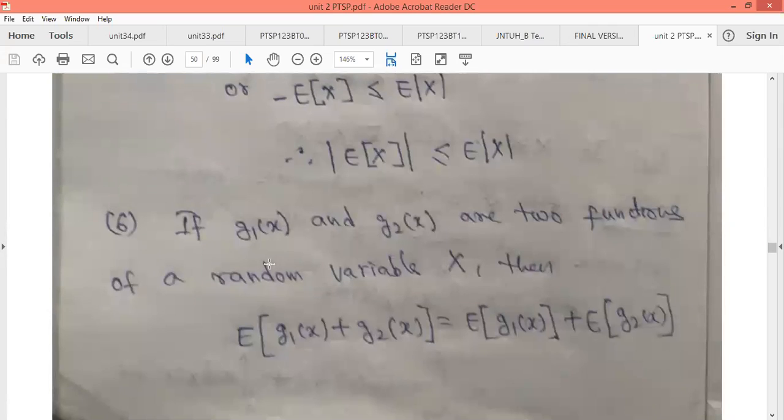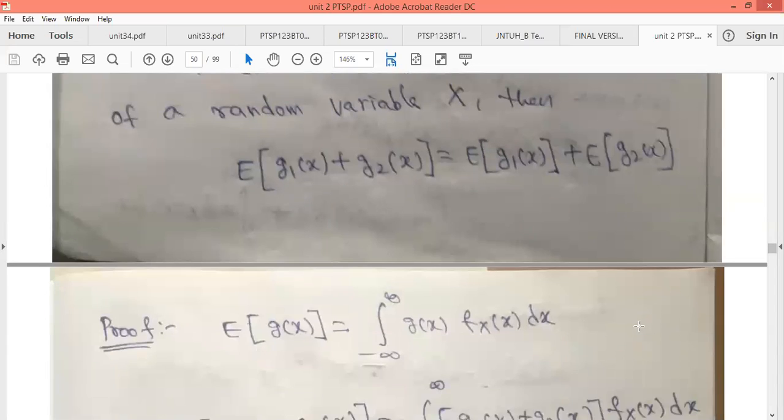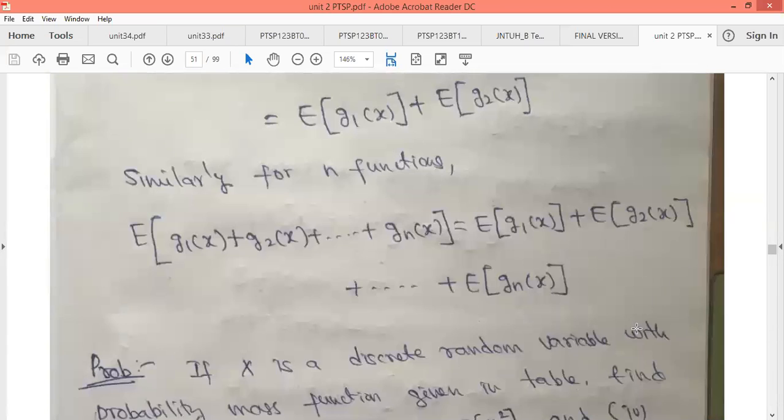And the sixth property says that if g1 of x and g2 of x are two functions of a random variable x, then expected value of g1 of x plus g2 of x will be equal to expected value of g1 of x plus expected value of g2 of x. This is our sixth property.